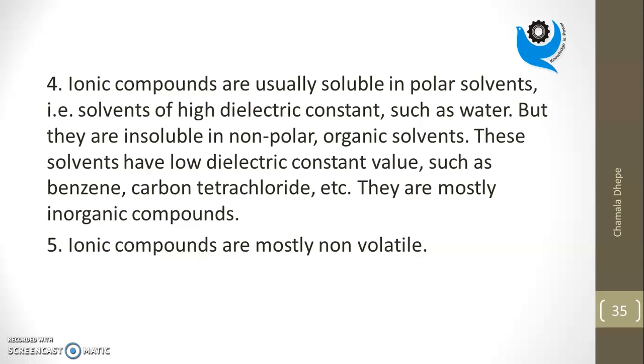The next property is that ionic compounds are usually soluble in polar solvents. There are two types of solvent: polar solvent and non-polar solvent. What is a polar solvent? A polar solvent is one that produces two poles, one positive pole and another negative pole. Take the example of water. Water is a polar solvent. One end has a positive charge and another has a negative charge, H+ and OH-, right? So this produces two poles, hence it is polar.